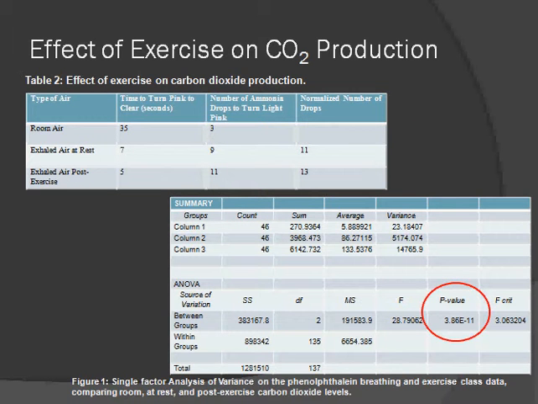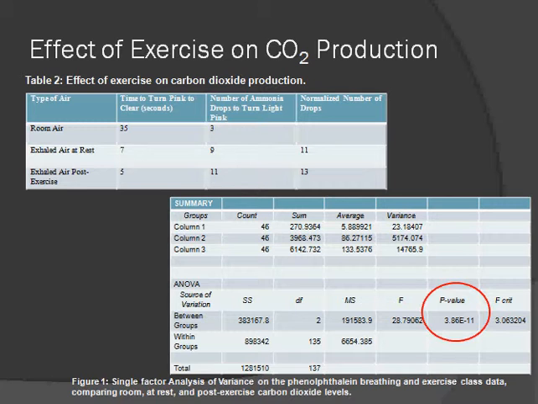Our next experiment involved investigating the effects of exercise on carbon dioxide concentration. Different types of air were bubbled through a solution of phenolphthalein, turning the solution from pink to clear. Ammonia was added dropwise until the original pink hue returned to the solution, indicating the relative amount of carbon dioxide in the solution. The results of this experiment provide evidence to support the validity of our hypothesis.